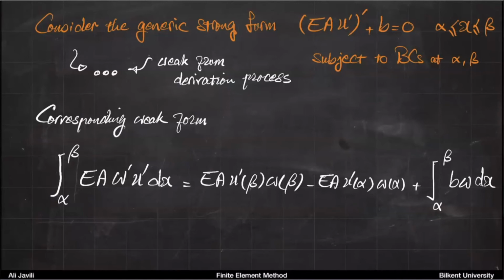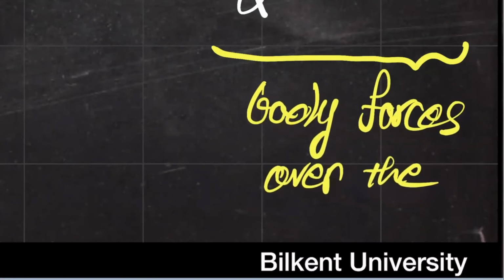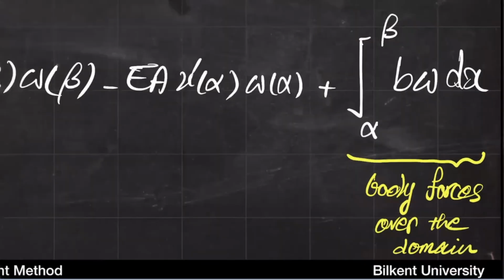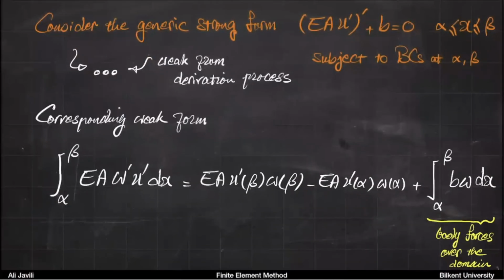So the first thing: you can think of the last integral as body forces over the domain. That's your last term. And it just happens that we neglect this. For now, just imagine it is 0. Now, does that make sense or not?